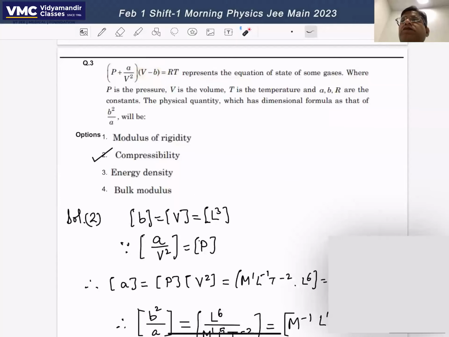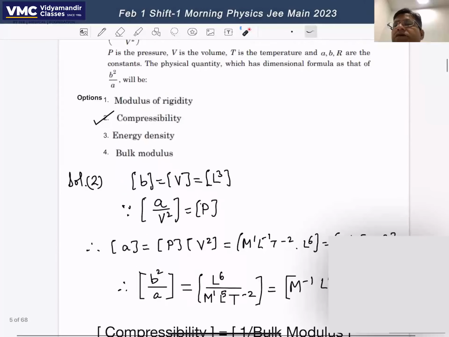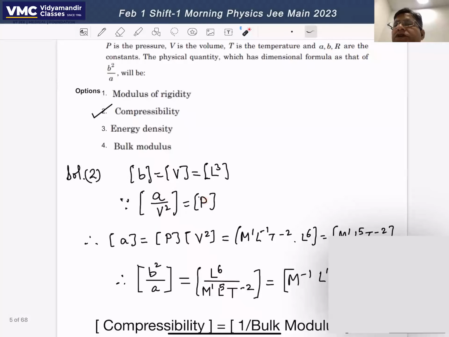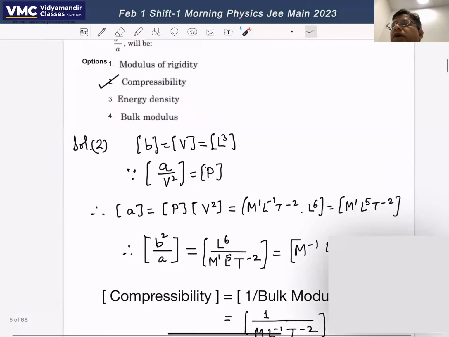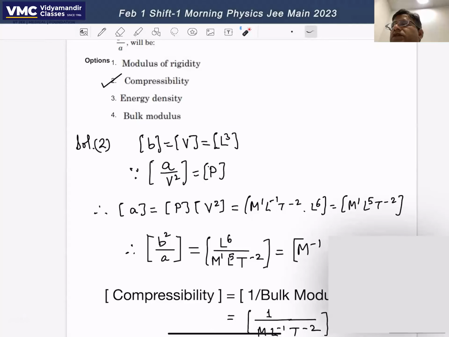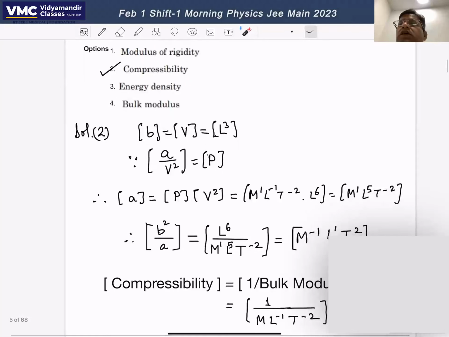That's why the dimension of B will be that of volume, that is L cube. And similarly, the dimension of A by V square will be the dimension of pressure P. From here, the dimension of A will be pressure into volume square. The pressure dimension is M1 L minus 1 T minus 2, and volume square is L cube squared, L6. So it will ultimately be M1 L5 T minus 2, that is the dimension of A. And the dimension of B is L cube, volume.